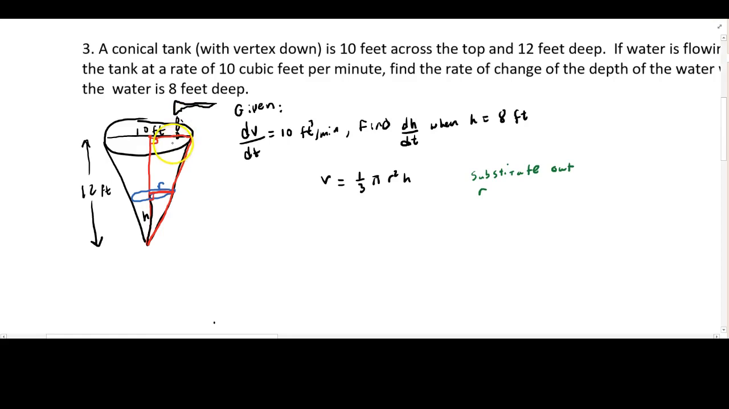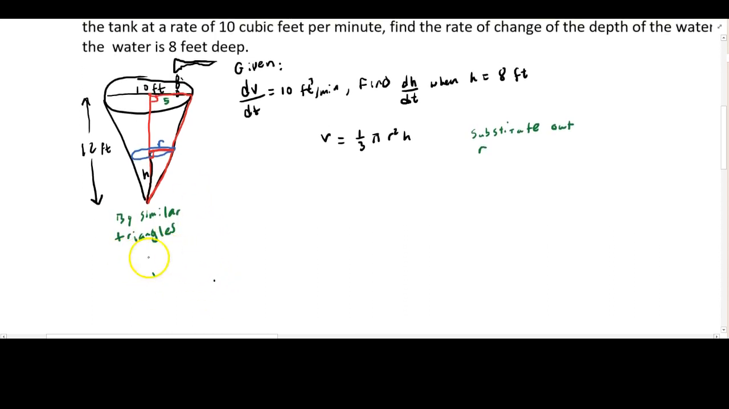If I go back to the upper half, this side right here is the radius of the bigger circle, so that's 5. By similar triangles, we can see that r is to 5 as h is to 12. Since we want to get rid of r, we solve for r: r is going to be 5h over 12. So I'm going to replace the r here with 5h over 12.